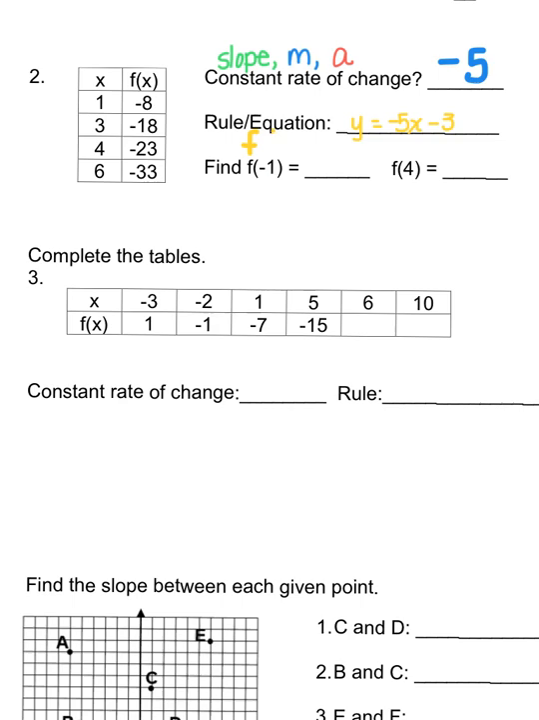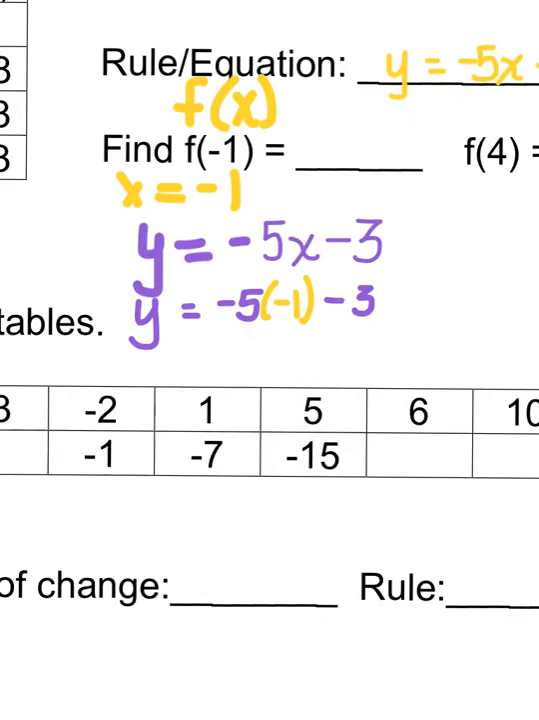Remember, if it's written in function notation, the x is equal to -1. And what they're asking for is, if x equals -1, what does the y equal? We'll go back to our equation, substitute x equals -1 into your equation, and then simplify. And we find that our y value is equal to 2.